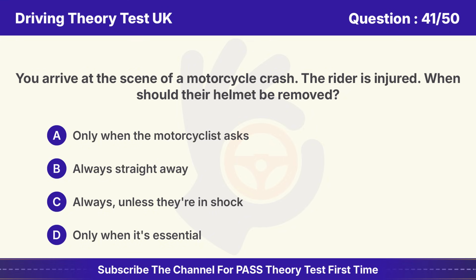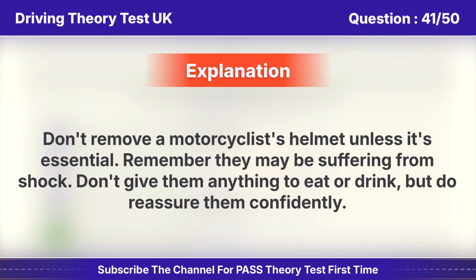Question 41. You arrive at the scene of a motorcycle crash. The rider is injured. When should their helmet be removed? Answer is D. Only when it's essential. Don't remove a motorcyclist's helmet unless it's essential. Remember, they may be suffering from shock. Don't give them anything to eat or drink, but do reassure them confidently.